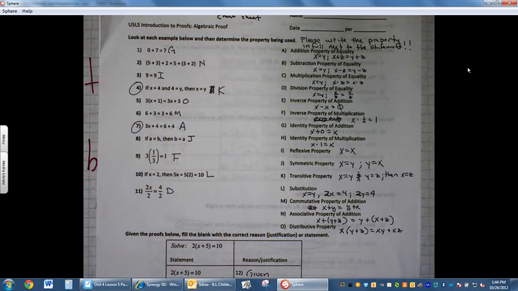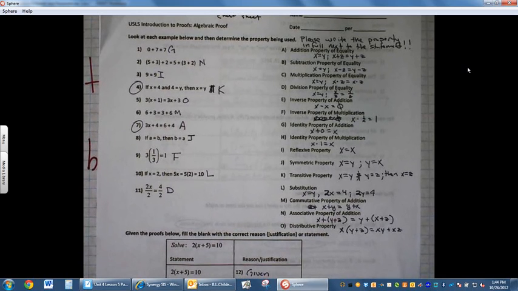Okay, number 1 is definitely G. And it's definitely the identity property. 0 plus 7 equals 7. That's the identity property of addition. Number 2 is the associative property of addition. The AIMS test will ask you to identify the associative property. But I'm telling you right now, when you associate with people, you associate in groups. You've got to have grouping symbols to be the associative property.